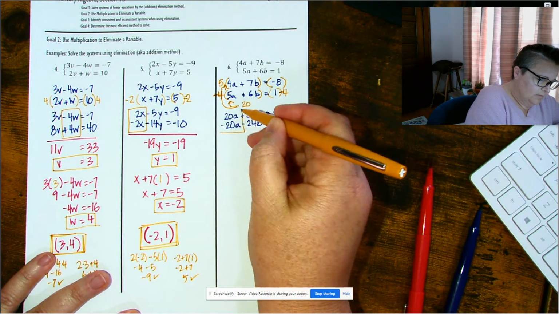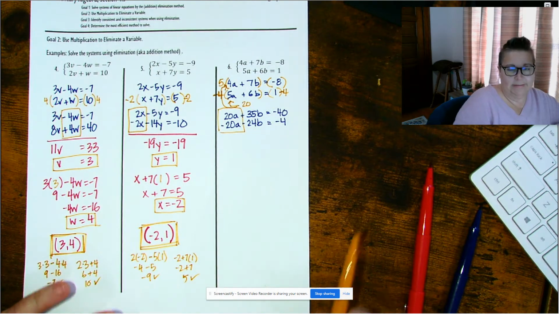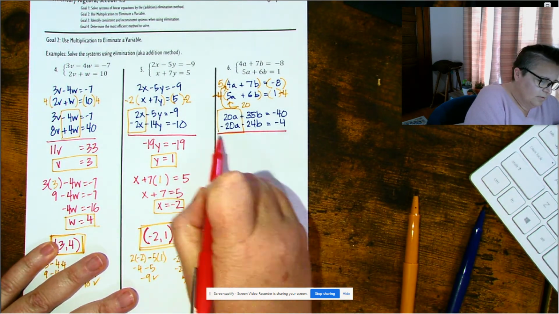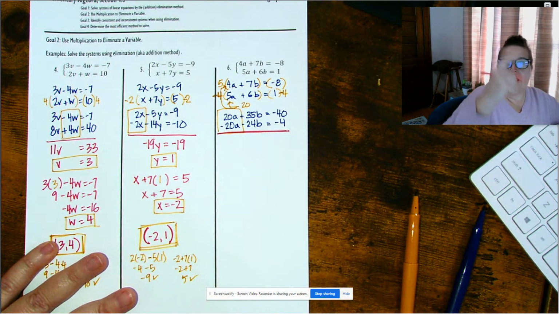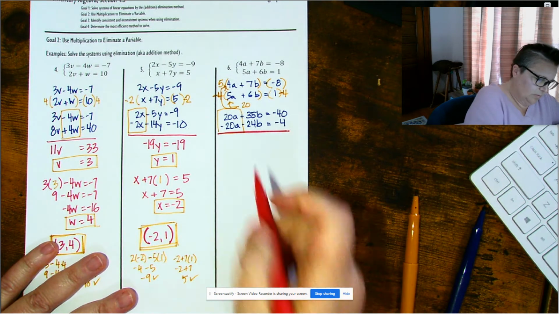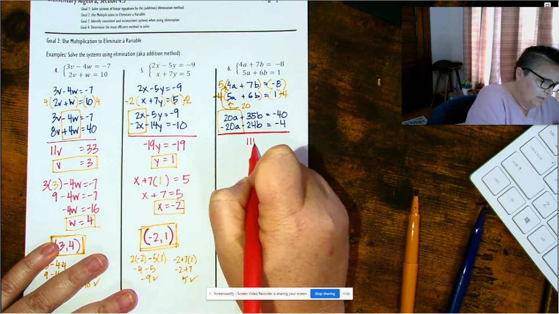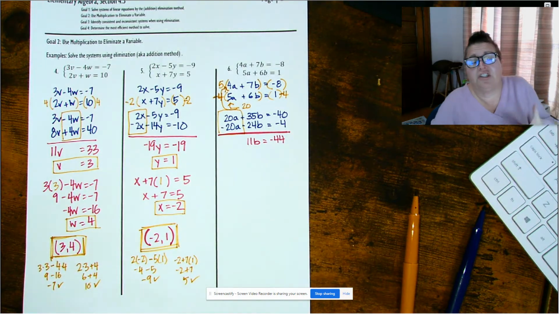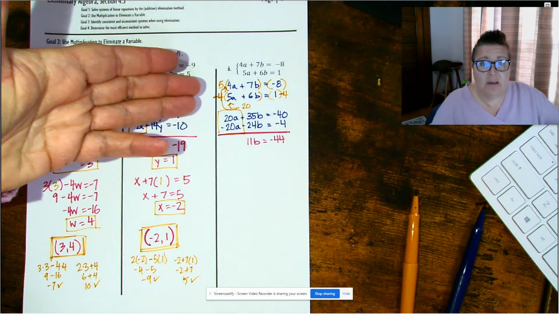Look how these two are now opposites, right? Those two are opposites. Okay, adding the two equations together to eliminate one of the variables will give us 11b is equal to a negative 44. Oh my gosh, there was a lot of sort of heavy lifting going into that, but look at what I get.